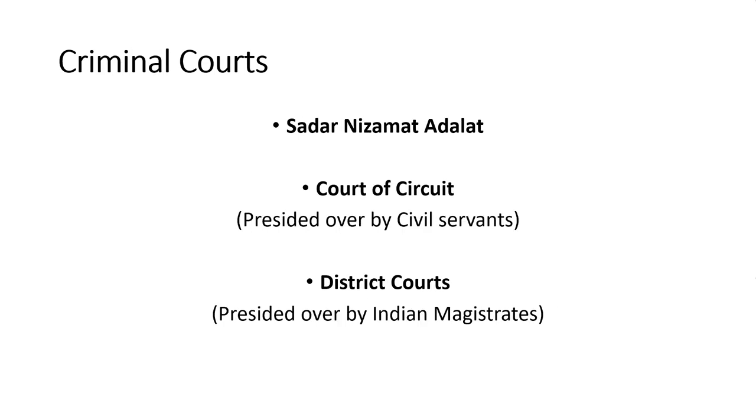Now, in criminal justice, Sadr Nizamat Adalat was the highest court of appeal under the judicial system introduced by Lord Cornwallis. Below the Sadr Nizamat was the circuit court. There were four circuit courts. The circuit courts were also presided over by the covenanted civil servants of the British. District courts were created below the circuit court.